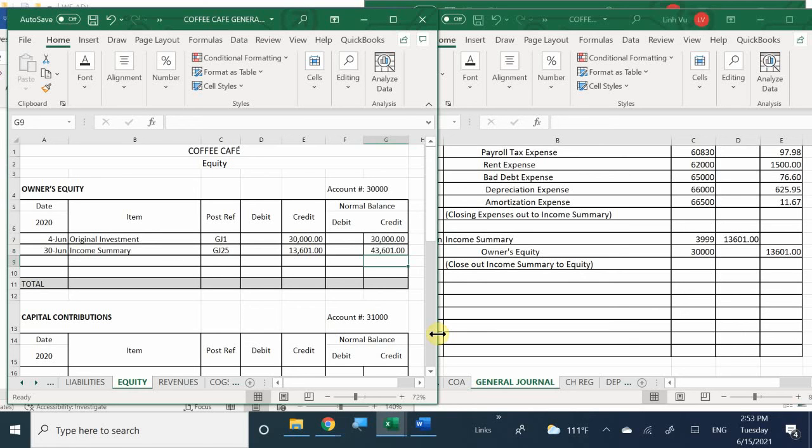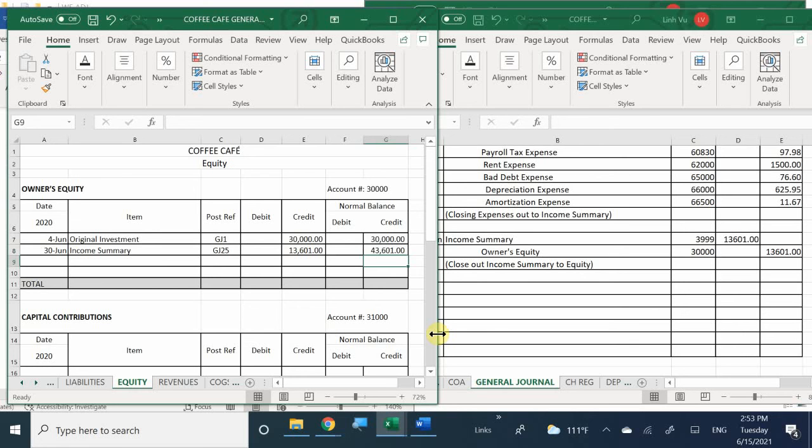That's how we close out all our sales or revenues to an income summary. Then we close out all of my expenses to the income summary. And the last step is to close out my income summary to my equity account. So there's my profit of 13,601, and here I'm reinvesting it into my equity account.